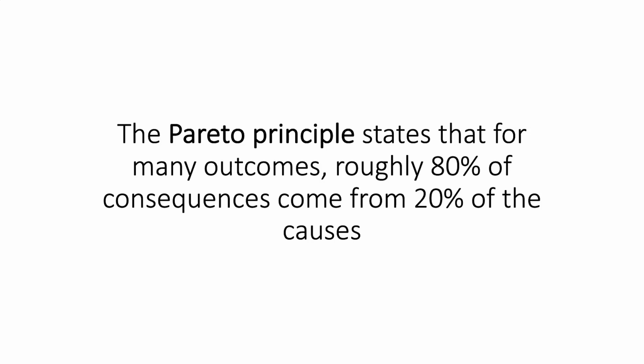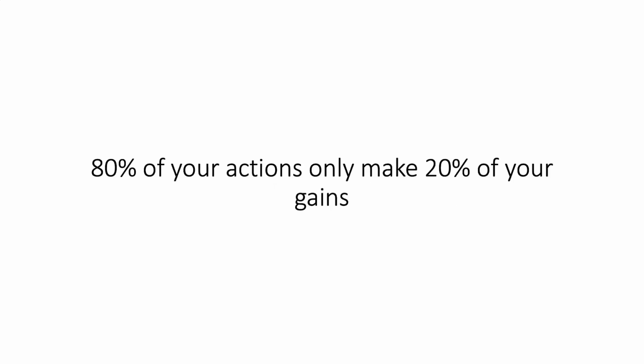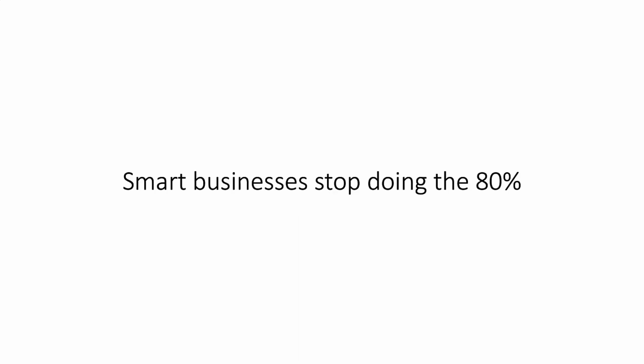But in English, that means 20% of your actions make 80% of your gains. Therefore, 80% of your actions only make 20% of your gains, all right? So 80% of what you do gives you 20% of what you get. 20% of what you do gives you 80% of what you get. All right? Do more of the 20%. Yes? Smart businesses stop doing the 80% and do more of the 20% instead.